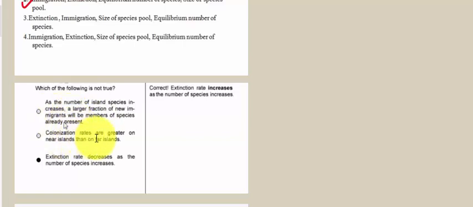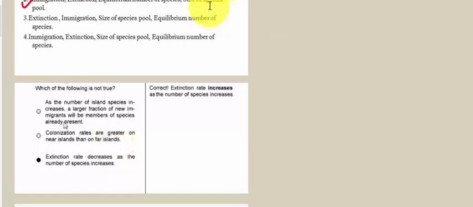The second is, the colonization rates are greater on near islands than on far islands. So this one also I have already discussed: the colonization, or the formation of new species, the rates are greater on the near islands than on the far islands. Because the reason is, in case of near islands, the species are able to reach, right? As it is near to the mainland, the species are able to reach it. And the second point is, as the extinction is very low on the near island, the immigration rate is more.